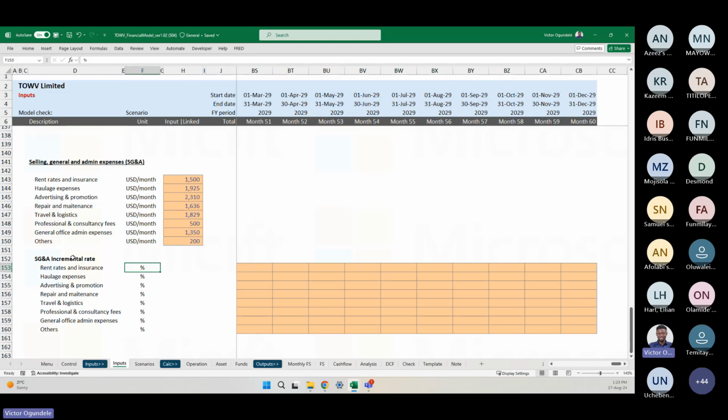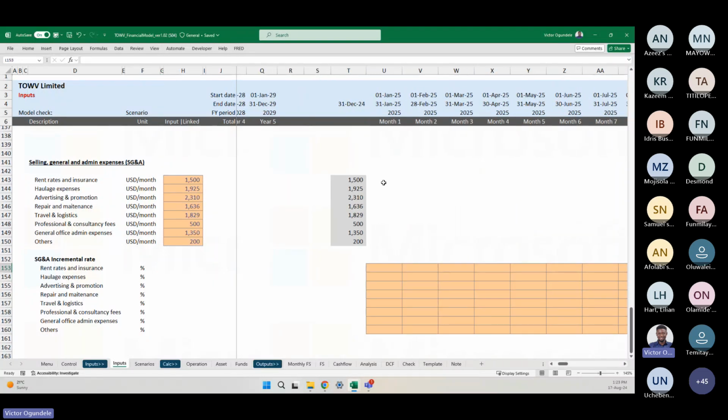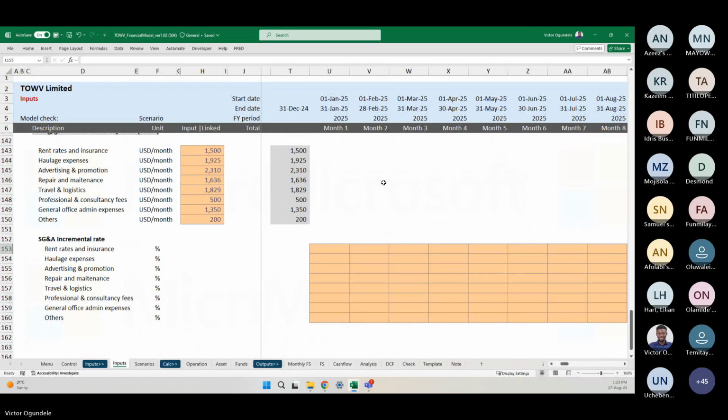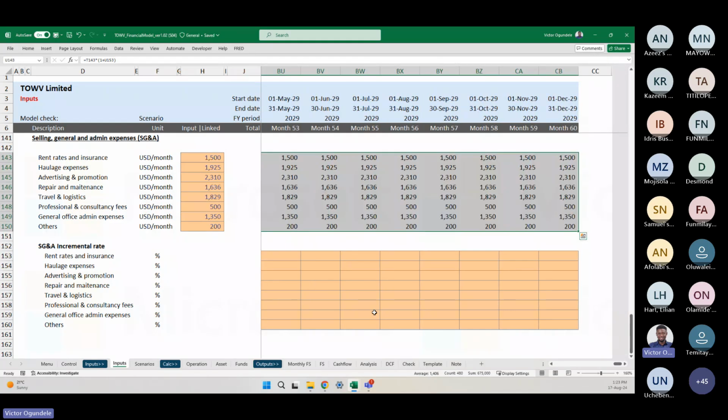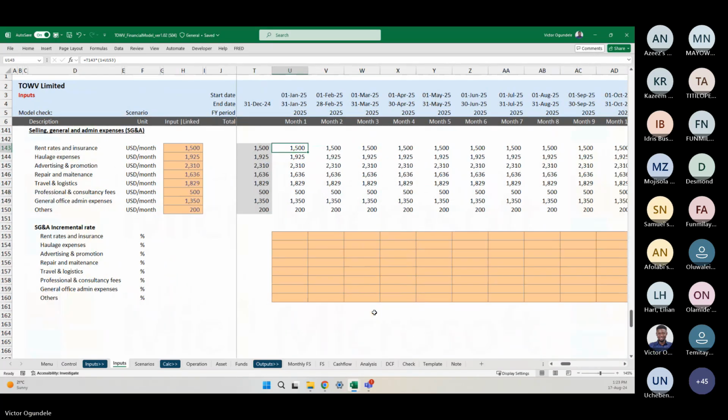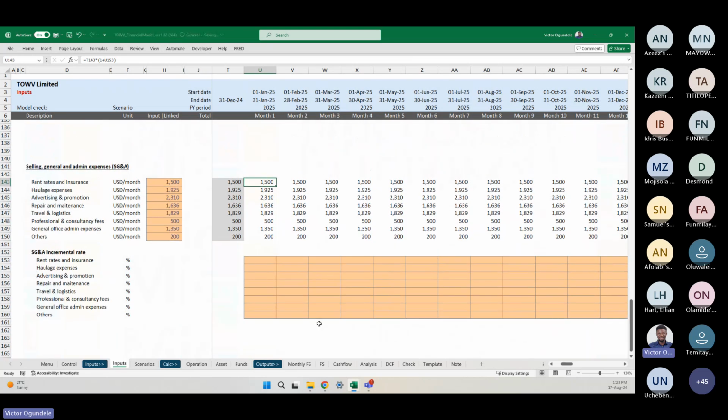So in case they only want to increase rent while other expenses remain the same, they can do that, or they want to increase advertising and promotion while other line items remain what they are. So I can go ahead and put my growth formula: equal to my base period multiplied by bracket 1 plus. Then just click on the input, even though there's nothing there, make sure you reference it, enter, and copy that down for the whole 60 months, for you to be sure.